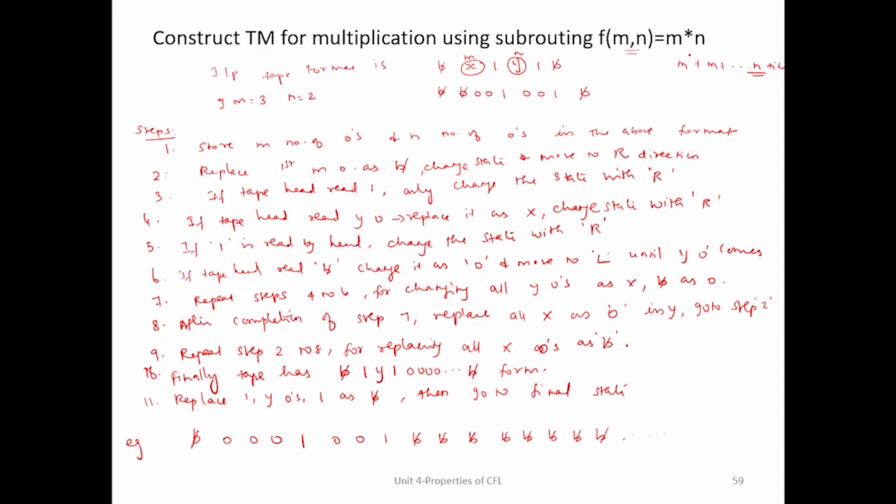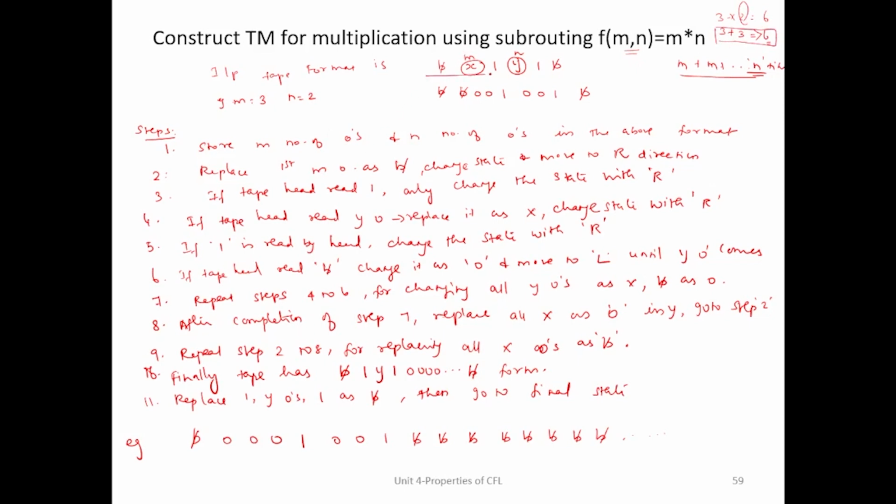Either we can do the multiplication operation, or we can do repeated addition, that is adding m repeatedly n times, and we get the same answer. For example, 3 star 2 is 6; instead of that, if you add 3 two times, that means n number of times, you get the same number. So we are using the repeated addition concept in this process.